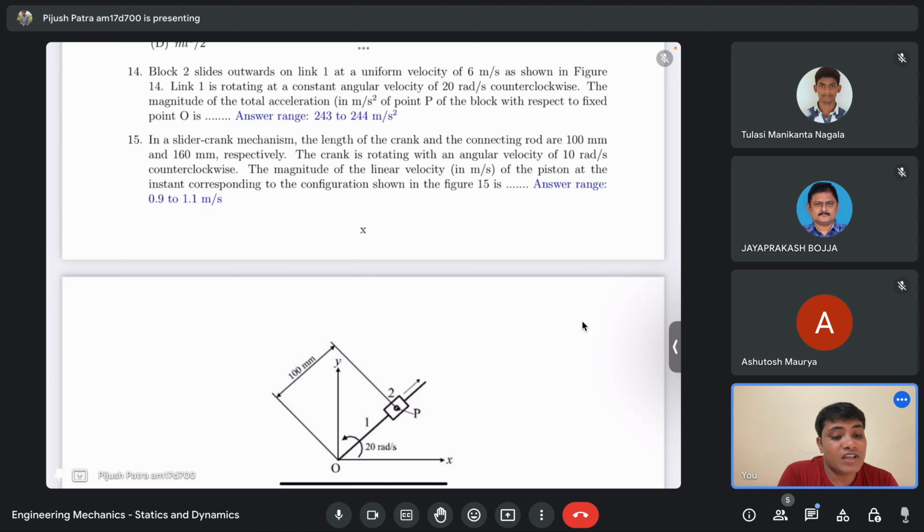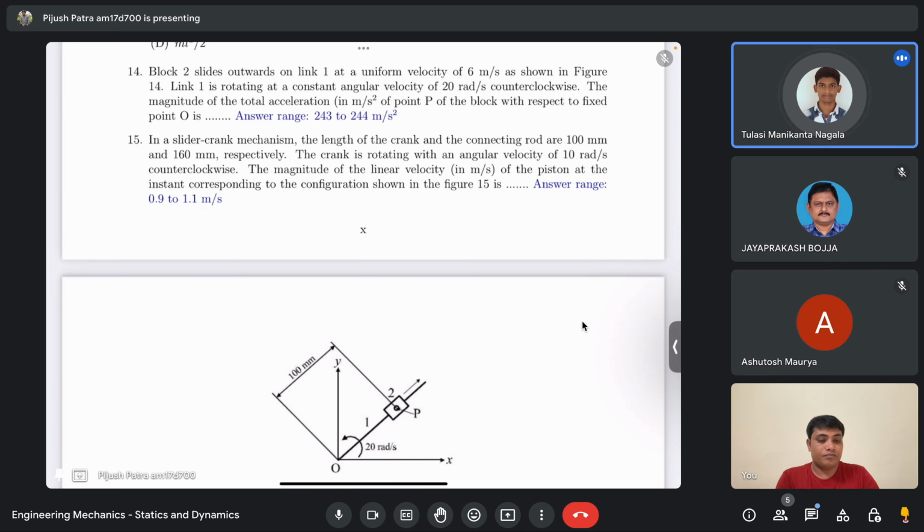So now let's see the other scenario, where the block is not sliding, but the rod is rotating, and the block is fixed at point P. What acceleration will that block feel? You have just a simple rod, something attached at some point, and it is rotating. It will have two components of acceleration: tangential and centripetal acceleration.